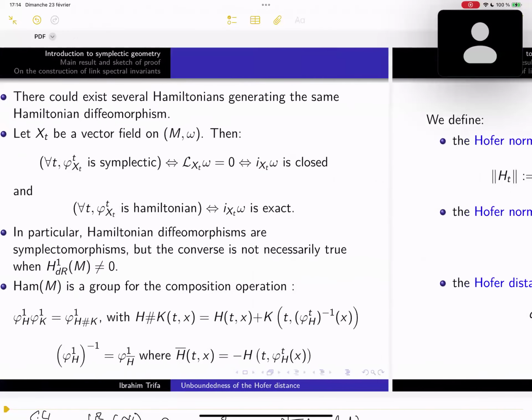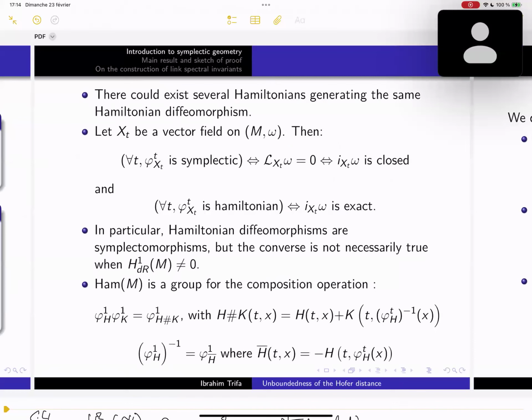So a few remarks about Hamiltonian diffeomorphisms. First of all, there could exist several Hamiltonians generating the same Hamiltonian diffeomorphism. For instance, you can shift your function by a constant. It will not change the vector field because the vector field is defined with dH, so you get rid of all constants.